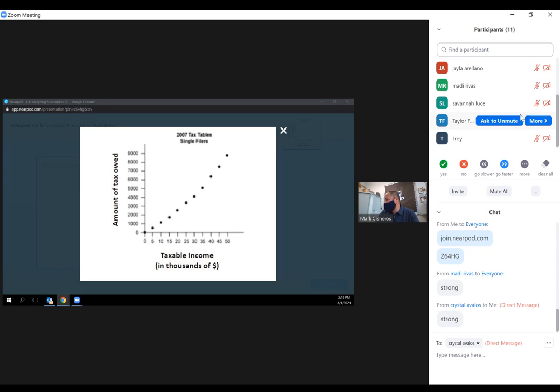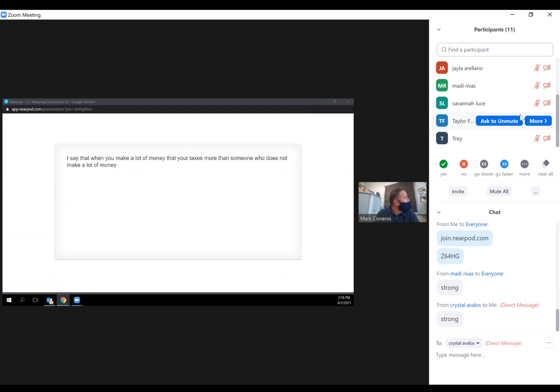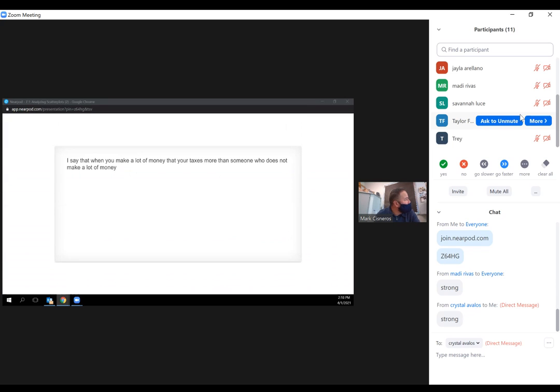I'm going to share, let's see. It's a pretty good one right here. I say that when you make a lot of money, your tax is more than someone who does not make a lot of money. That's something that we're learning from this graph. The more money that you make, here we go.